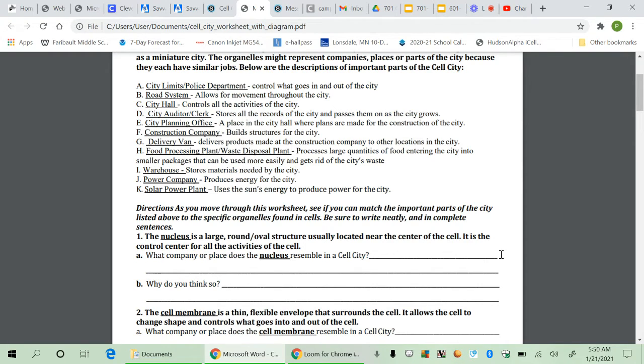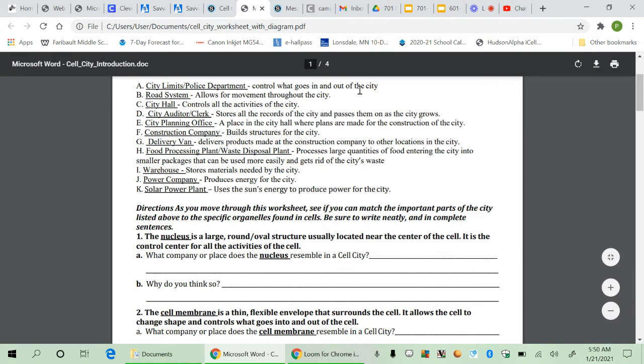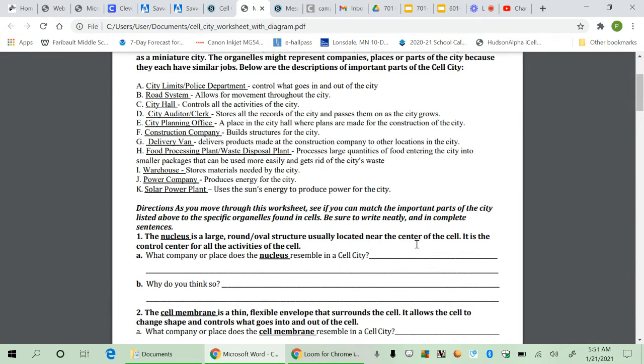The first question asks you, what company or place does the nucleus resemble in a cell city? So if you go back to this list, you're going to be looking for a part of a city that has a similar function. If you start skimming through here, the city limits and police department control what goes in and out of the city. The road system allows for movement through the city. City hall controls all the activities of the city. That one sounds pretty similar to what we read down here about the nucleus. And so what you'll do is write city hall for question 1A.